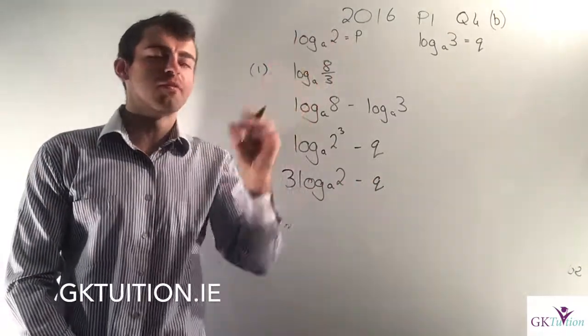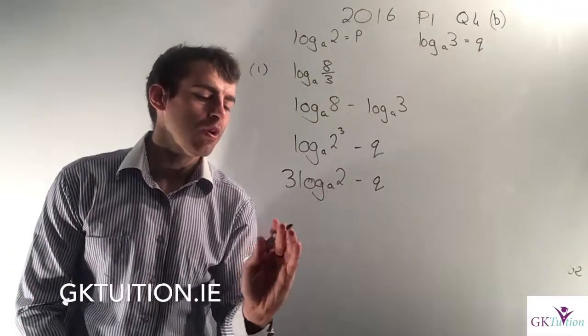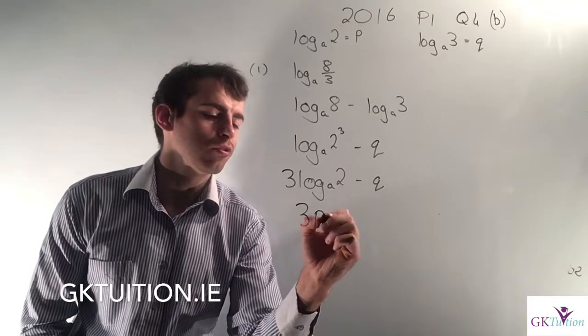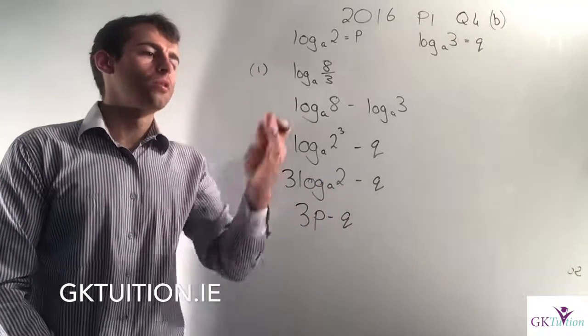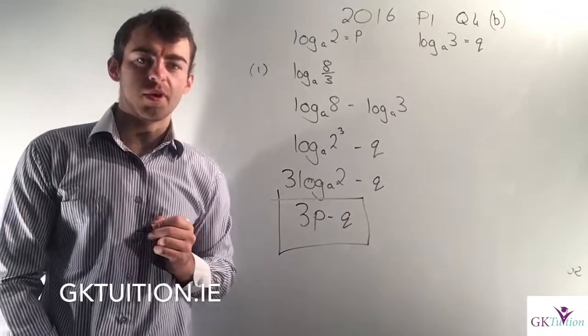So now I can sub in for my p. So instead of log 2 to the base a, I can just put in a p. Which means that my final answer is 3p minus q. So the log of 8 over 3 to the base a in terms of p and q is 3p minus q.